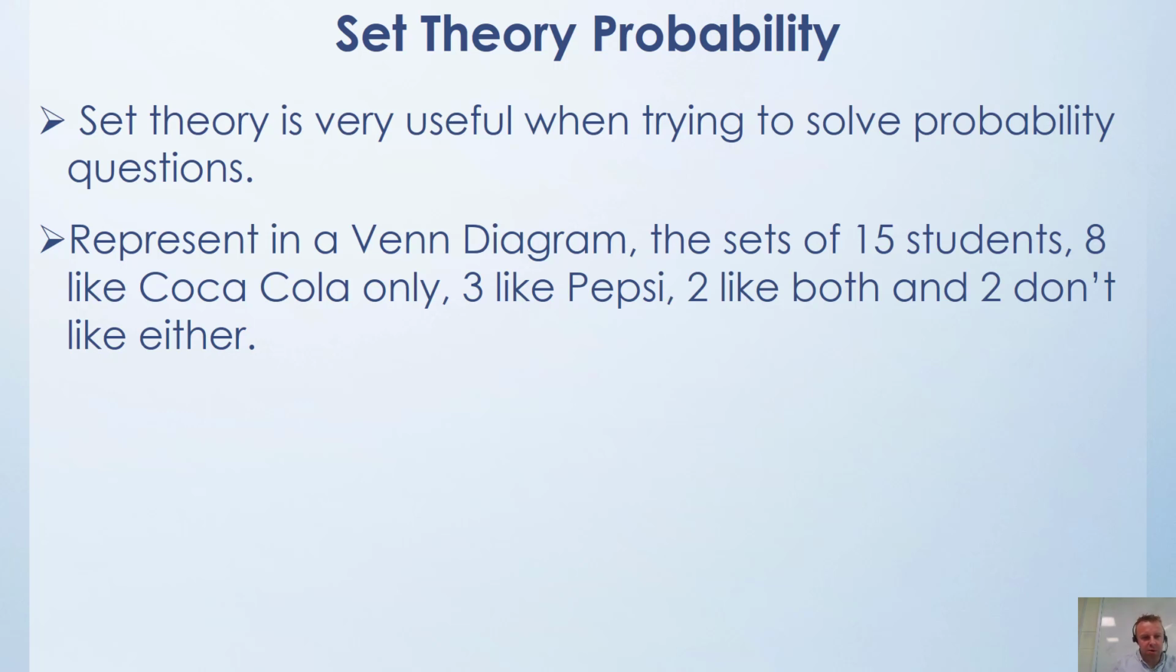So here, for example, is the question: representing it in a Venn diagram the sets of 15 students. 8 like Coca-Cola only, 3 like Pepsi, 2 like both, and 2 don't like either.